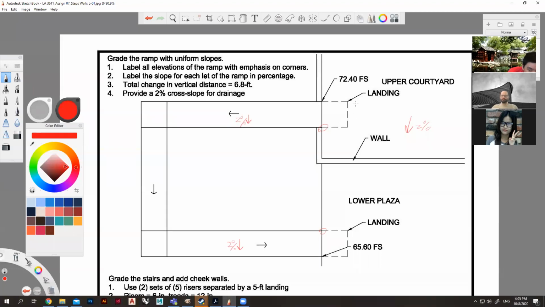With 2%, and I believe this is 5 feet long, with that, you will find the DE to be 0.1. So this one is lower, so you'll get 72.3 here. And this one's higher, so 65.5. Is that what you're getting? Yeah. Okay, so good. Now we need to find these points.